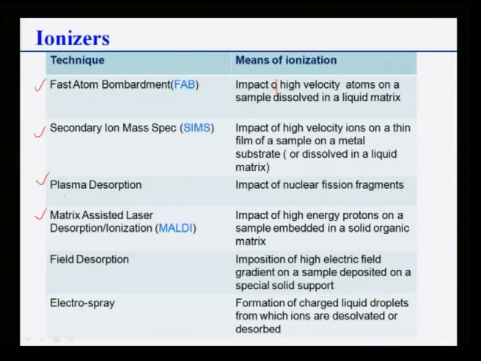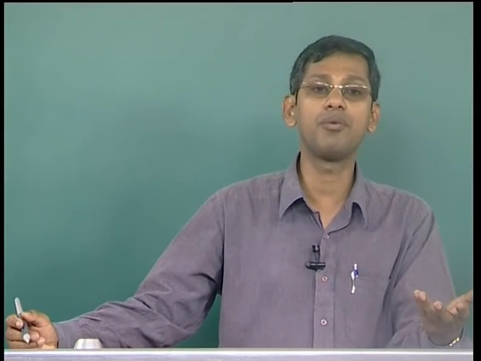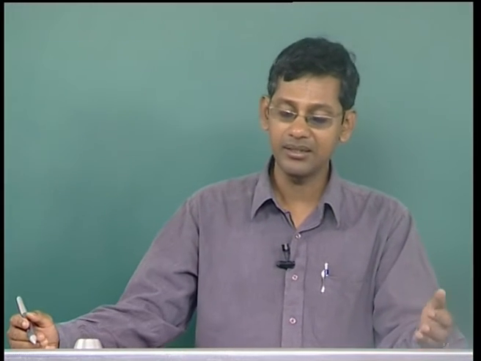That's what I talked about in the last slide. It creates ions by impact of high energy photons on a sample embedded in a solid organic matrix. So you create a photon. Photon is nothing but, you know, h nu. A laser has a lot of photons or quanta, and these are allowed to fall at a high velocity on a sample embedded in a solid organic matrix, and that's how we can ionize.